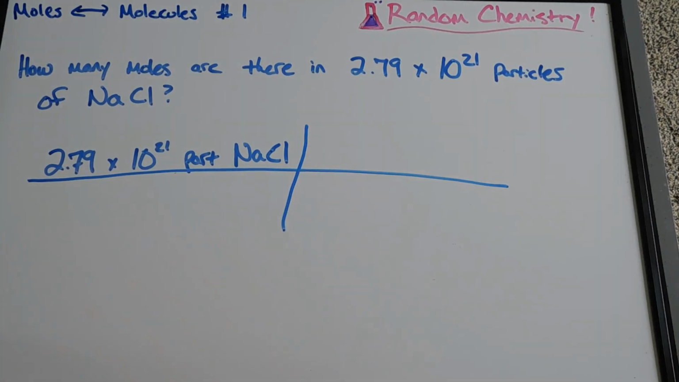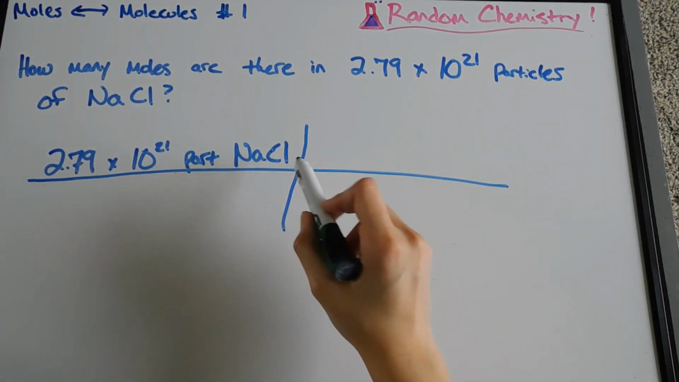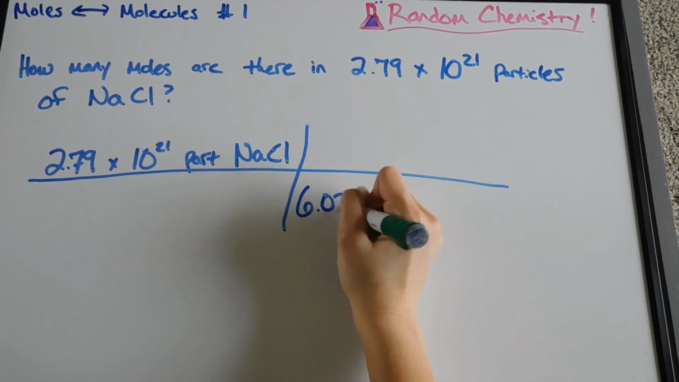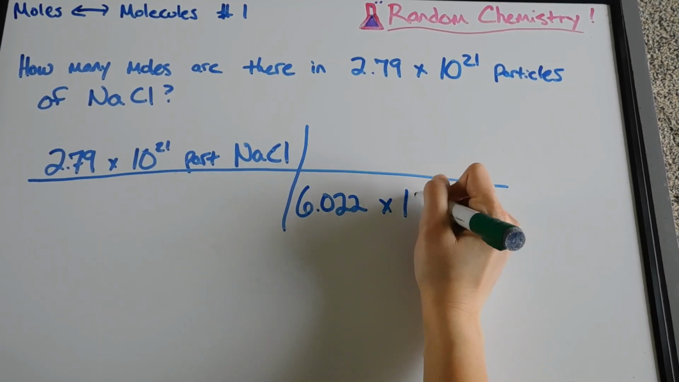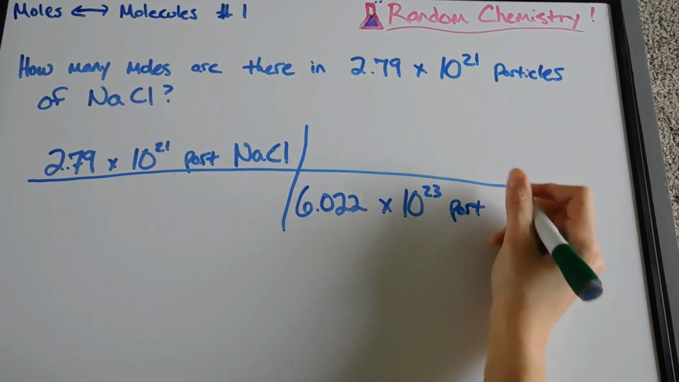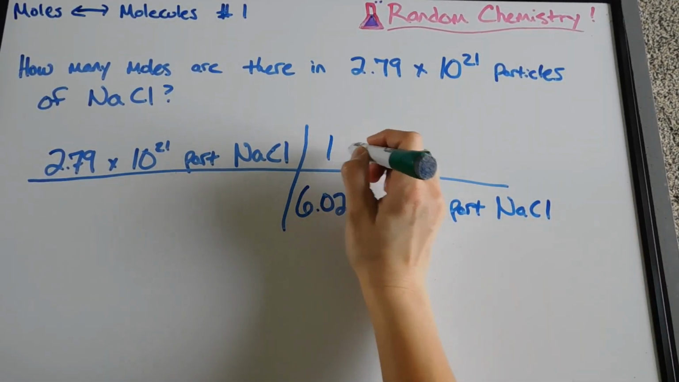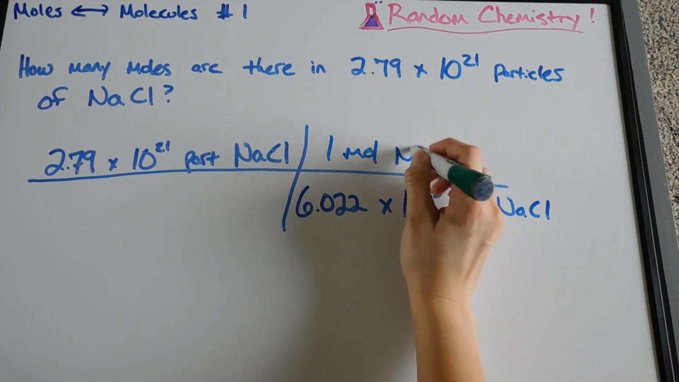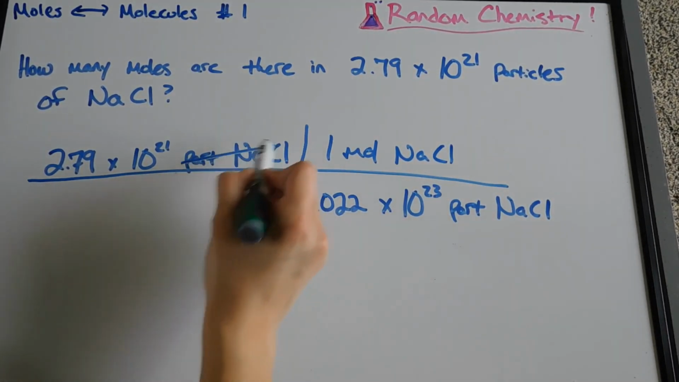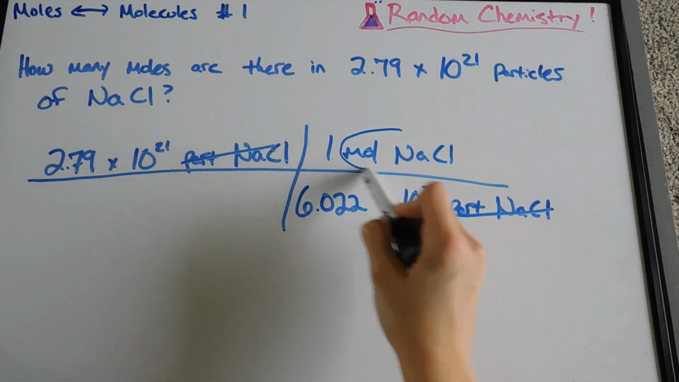And we'll use Avogadro's number as a conversion factor. So if I have particles of sodium chloride on top, I want it on bottom. So 6.022 times 10 to the 23rd particles of sodium chloride for every 1 mole of sodium chloride. So particles cancel, and I'm left with moles of sodium chloride.